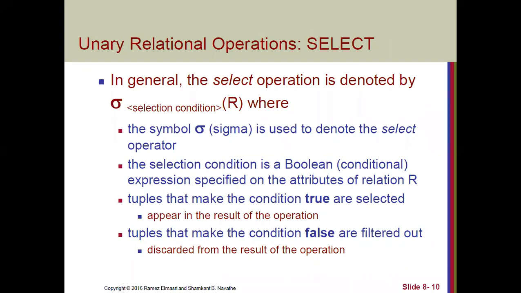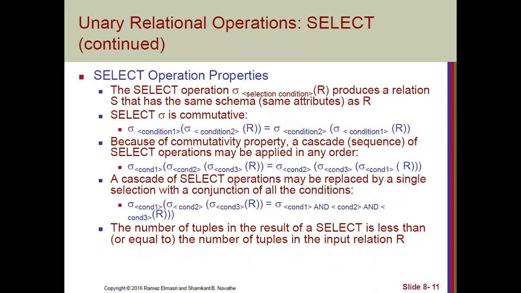So you see two tuples again in the form of a relation, because we have discussed earlier that whenever you apply any of these operators, the resultant is always a relation. Tuples that make the condition false are filtered out. Similarly, those tuples which have not fulfilled the criteria are filtered out. So these are some properties which you have to understand whenever you apply the select operation.